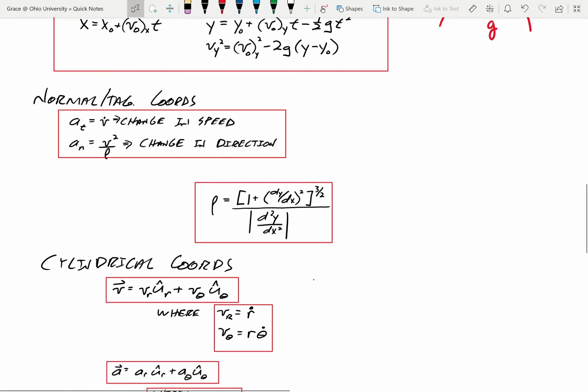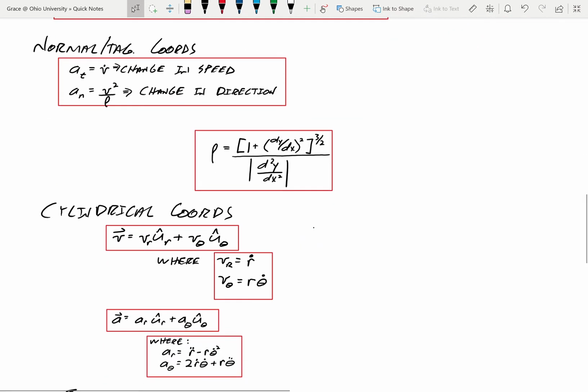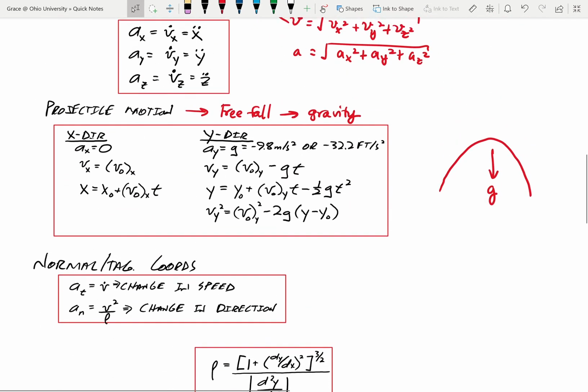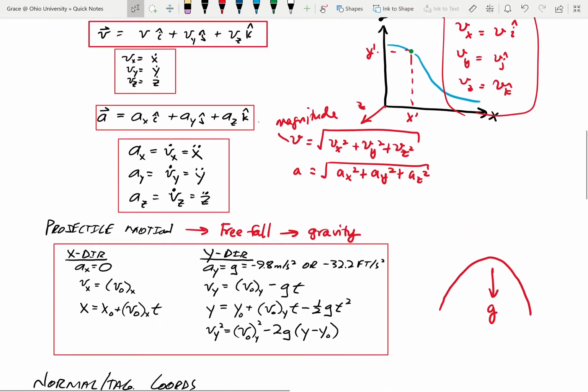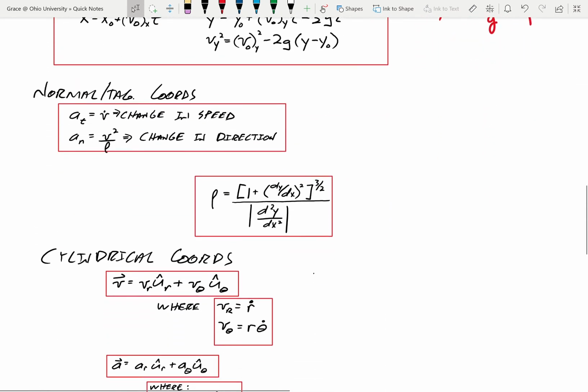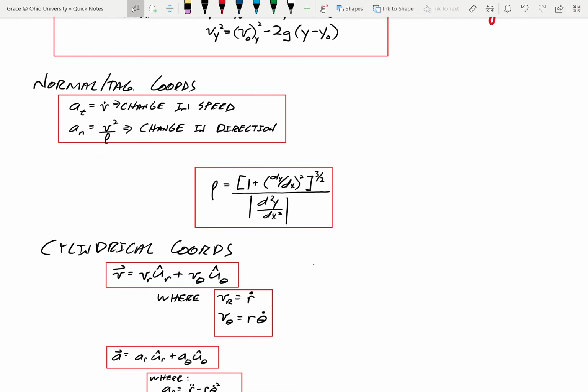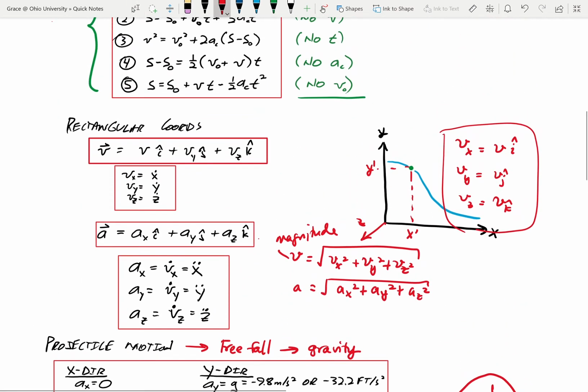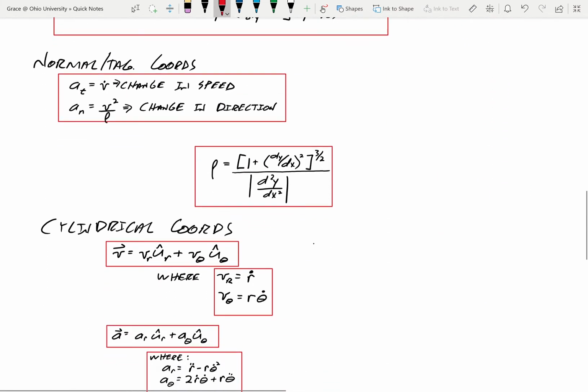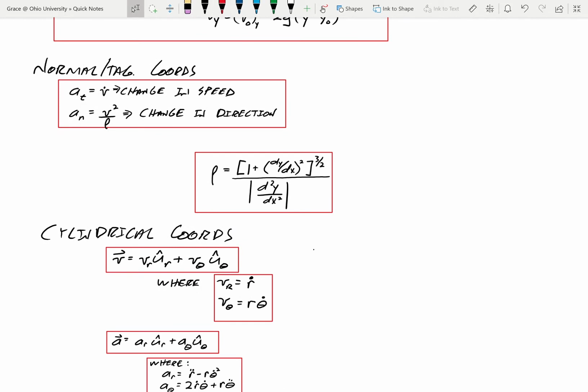Now, moving on to normal and tangential coordinates, which are very much similar to how your rectangular coordinates and projectile motion work. Normal and tangential coordinates are basically looking at the same coordinate system that we looked at before, right up here, where you have a particle moving along a certain path, and we just resolve it into our traditional X and Y coordinate system. But there are times where it's much easier to put it in a different coordinate system than what we're traditionally used to.